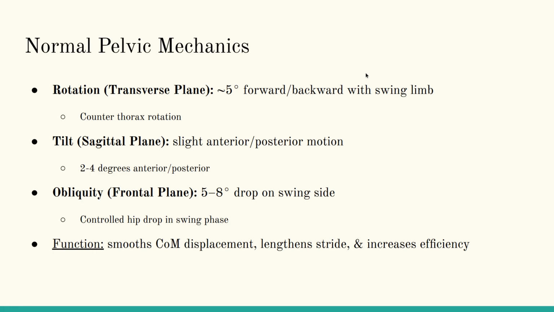Now focusing on the pelvis. It moves in all 3 planes. In the transverse plane, the pelvis rotates about 5 degrees forward and backward with the swing limb. This effectively lengthens stride without increasing joint demand.